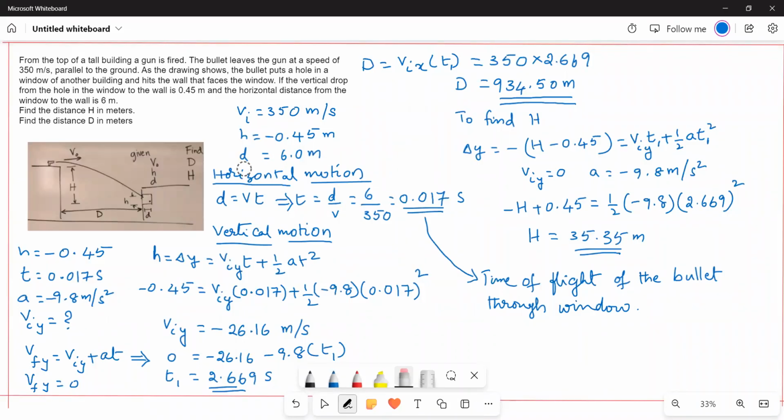This problem is based on projectile motion. From the top of a tall building, a gun is fired. The bullet leaves the gun at a speed of 350 meters per second, parallel to the ground.